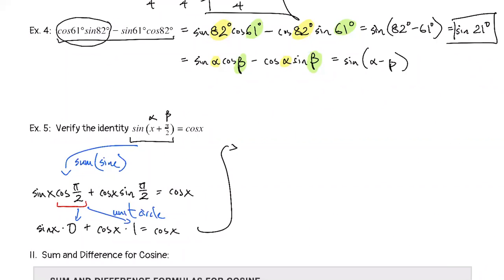And then it turns out that we can simplify a little bit, because sine of x times 0 is going to go to 0. And so we just end up with cosine x equals cosine x. And there we have it. Okay. So it's not that it's necessarily hard, it's just that in the mix of so many identities, you have to be able to find the right one.